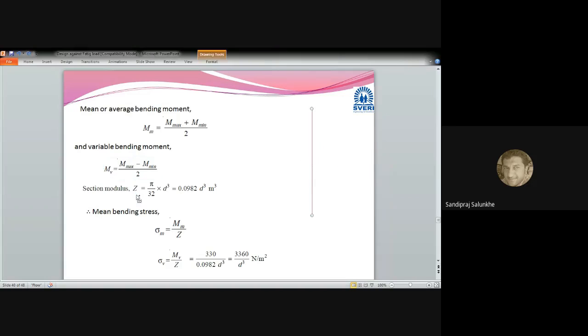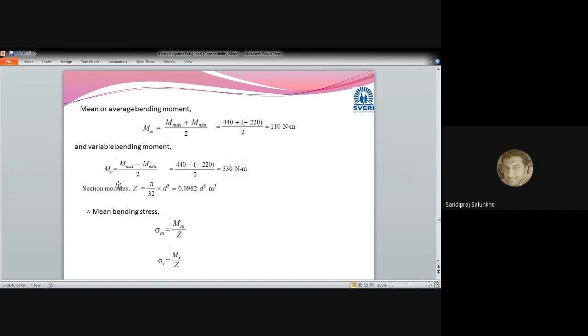Yes, we have done the calculation. So this mean bending moment is 110 and the variable bending moment is 330 Newton meter. Okay. Now this bending moment, if it is a case of only bending moment, then we can choose the Soderberg or Goodman relationship for bending moment only, but it is combined stress.